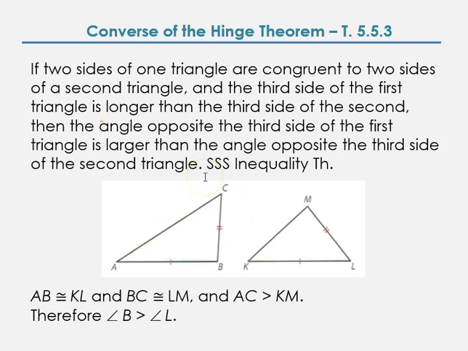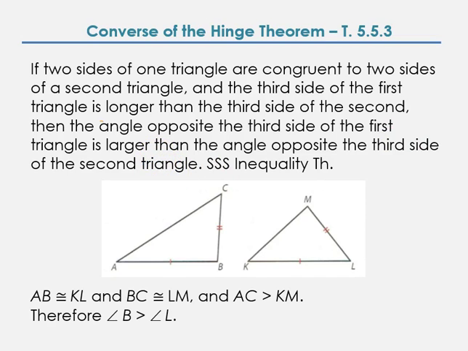This theorem has a converse. So the converse of the hinge theorem is theorem 5.5.3. If two sides of one triangle are congruent to two sides of a second, and the third side of the first triangle is longer than the third side of the second, then, consequently, the angle opposite the third side of the first will be larger than the angle opposite the third side of the second triangle.